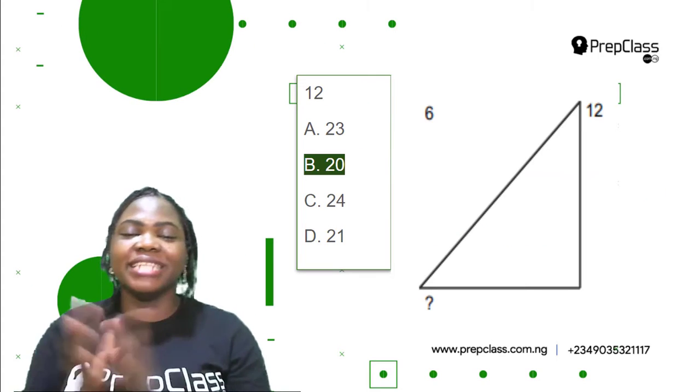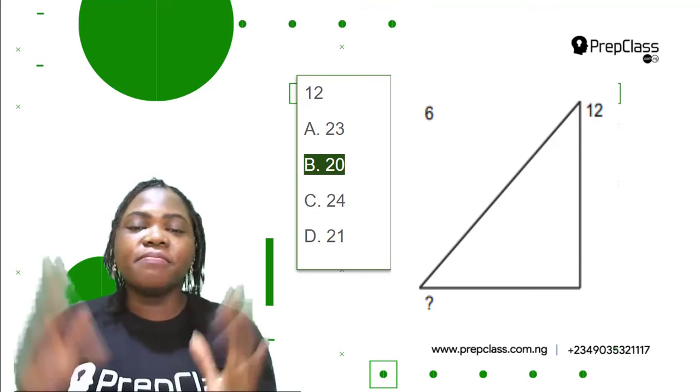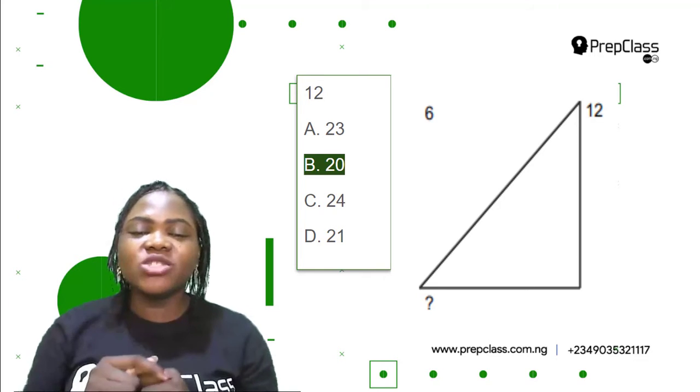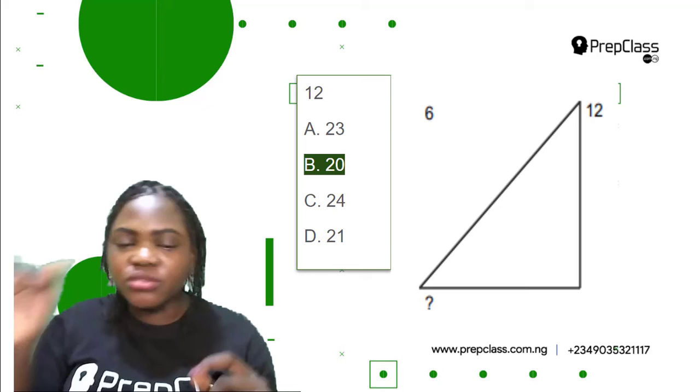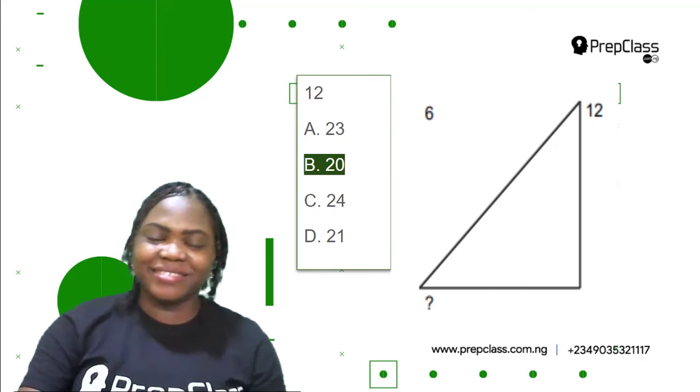I hope you're following. So which of the options is correct? A is 23, wrong. B is 20, check. C is 24, wrong. D is 21, wrong. So the correct option is B, 20.